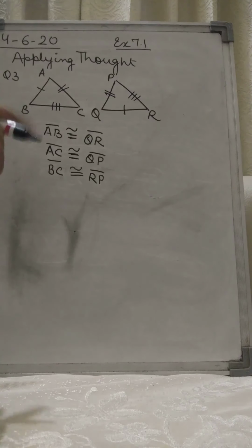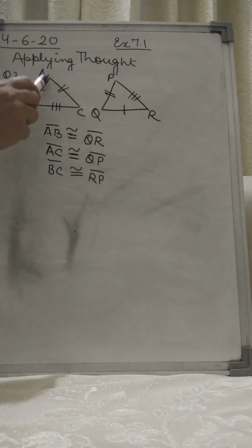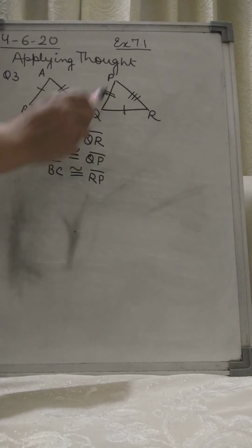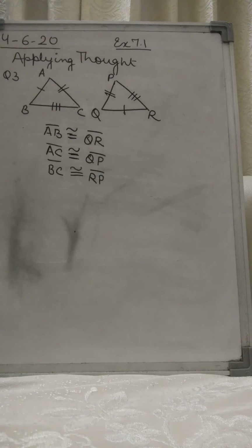So in this manner you are going to write AB will correspond to QR and AC will correspond to QP and BC will correspond to RP. So in this manner you are going to write the corresponding parts of the triangles which are congruent to each other.